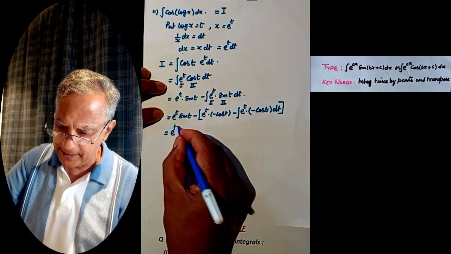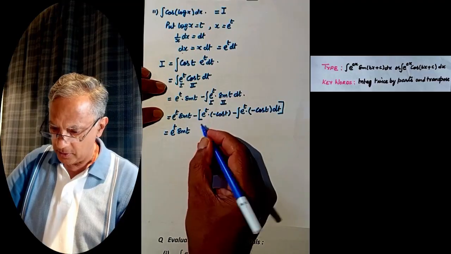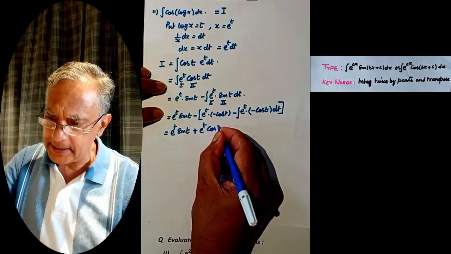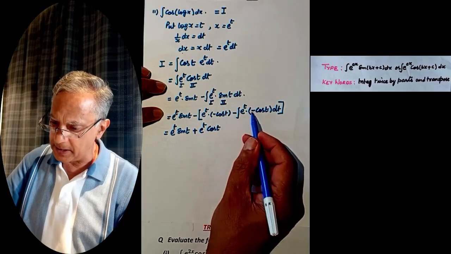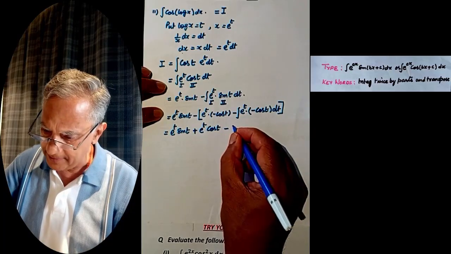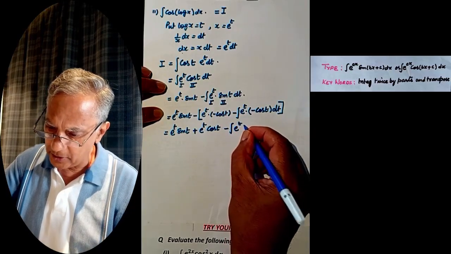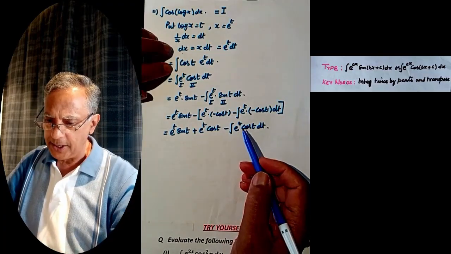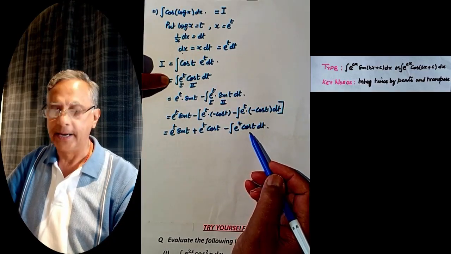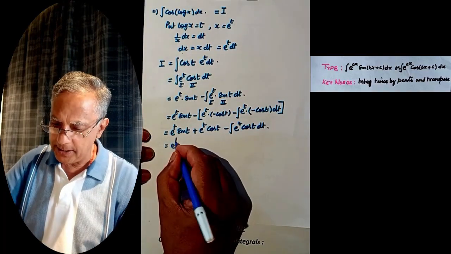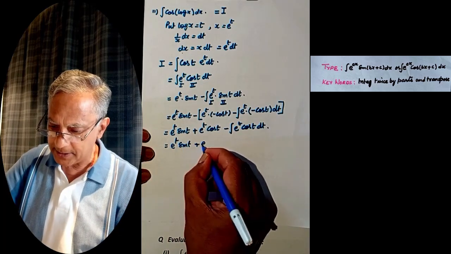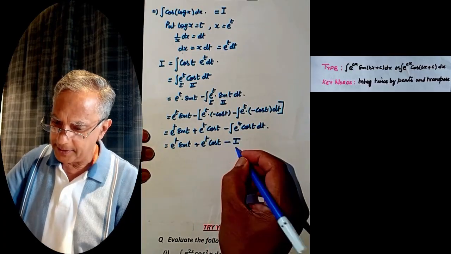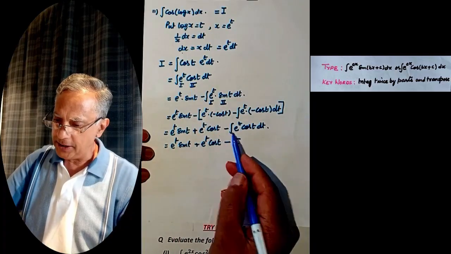This is equal to e^t into sin t. Now open this bracket. This will be minus minus plus e^t cos t. This is minus minus plus and one more minus. So this will be minus integral e^t cos t dt. So what we get is this integral on right hand side. So we can write this as e^t sin t plus e^t cos t, and this is minus I. This is same as this e^t cos t.